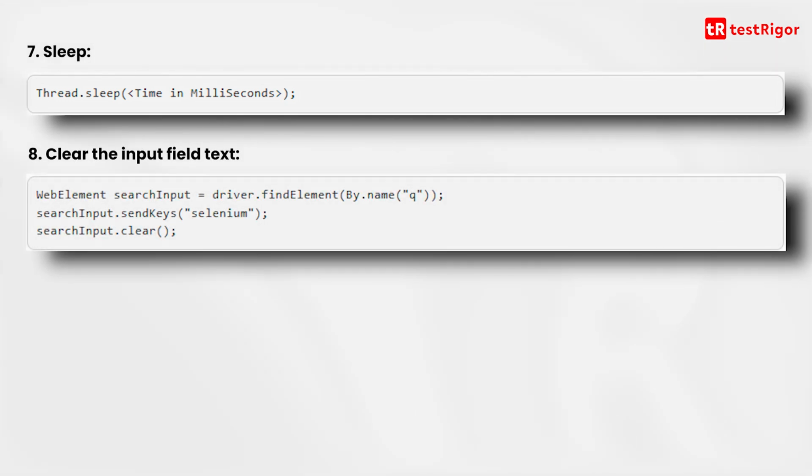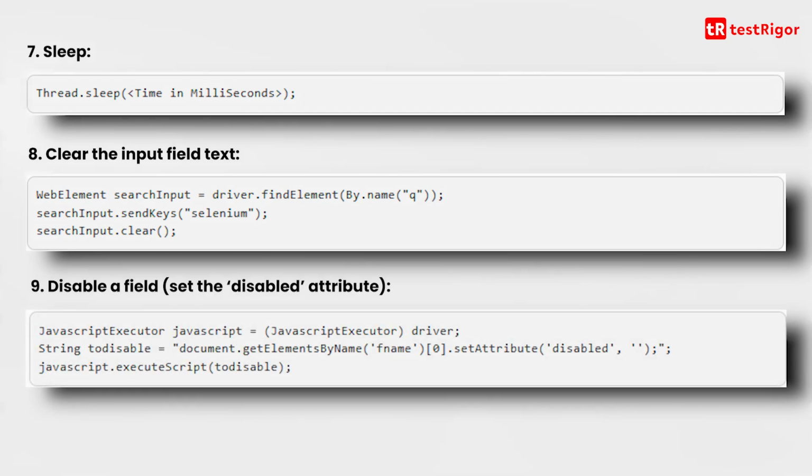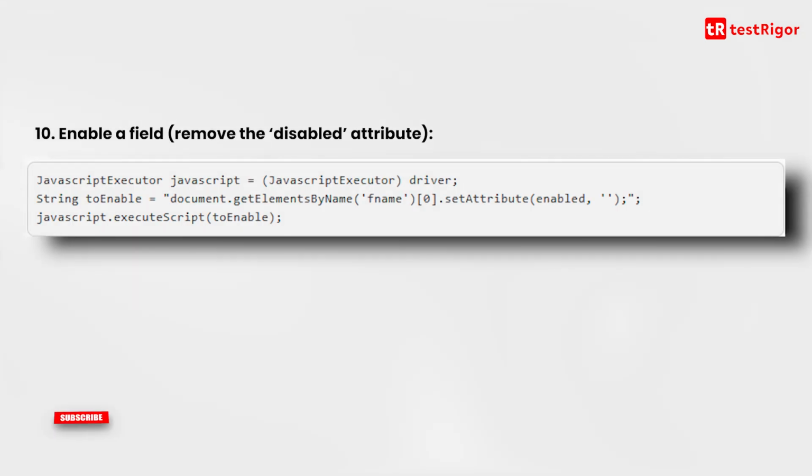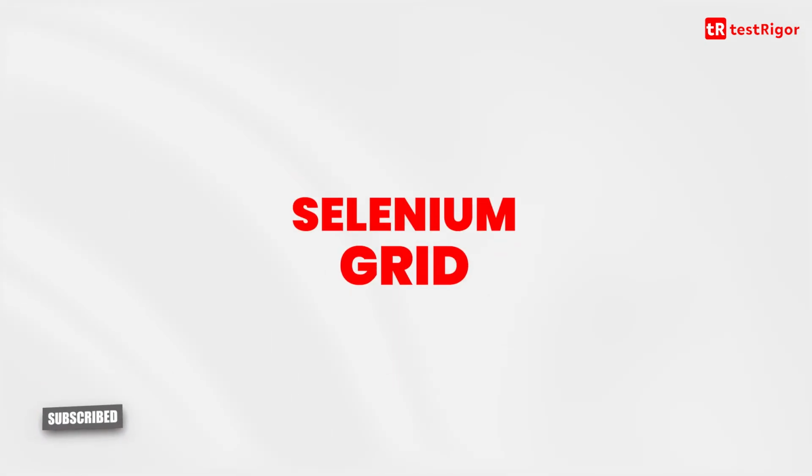Number 8, clear the input field. At times, you may need to clear an input field. For that, you can use the clear function of the web element class. Number 9, disable a field. If you want to directly manipulate DOM elements without using Selenium's built-in methods, then the JavaScript executor, which is an interface in Selenium WebDriver, needs to be used. You can disable elements and then enable them again using JavaScript. Number 10, enable a field. Selenium Grid.